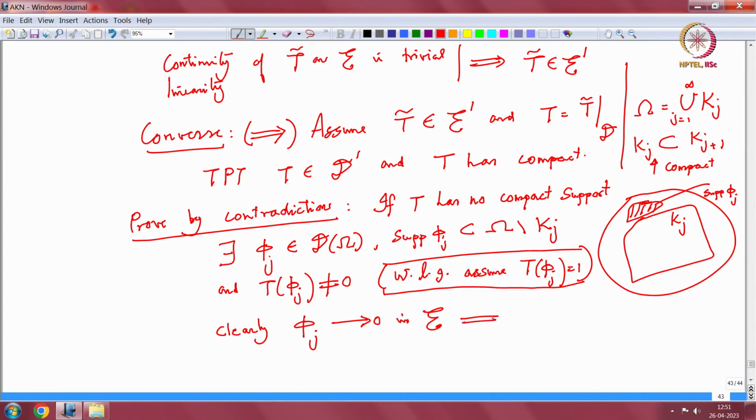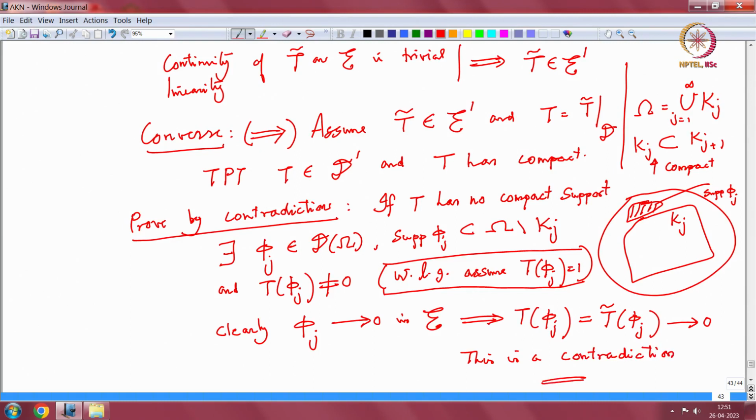So that implies, because T of phi_j, the restriction, is the same as T tilde of phi_j, and T tilde is in E prime, hence by continuity T phi_j goes to 0. This is a contradiction. So that is done. That is the proof that T tilde is in E prime.